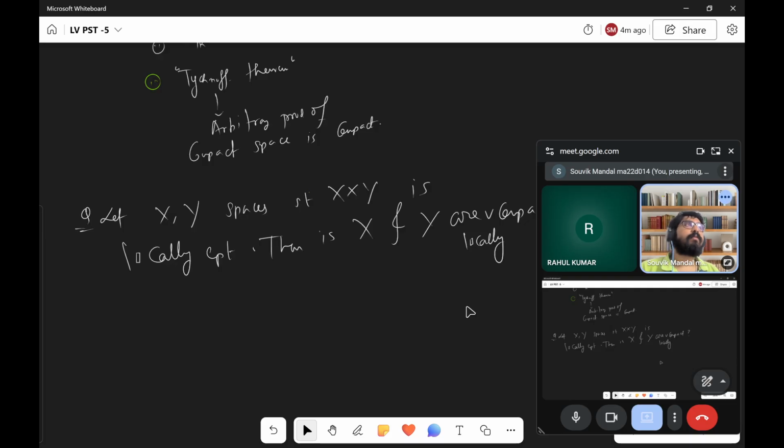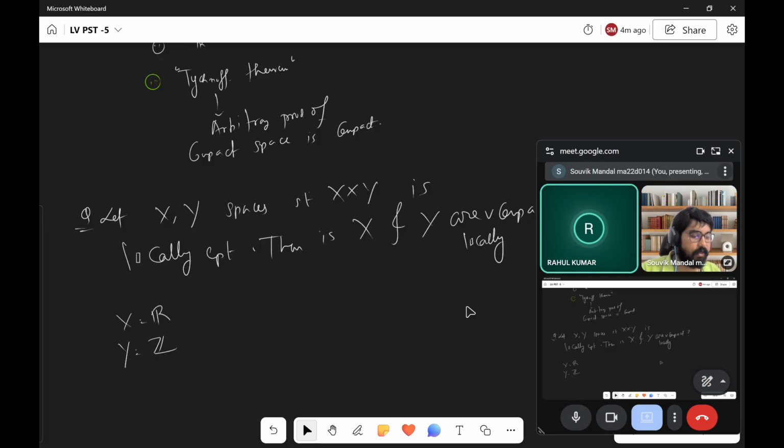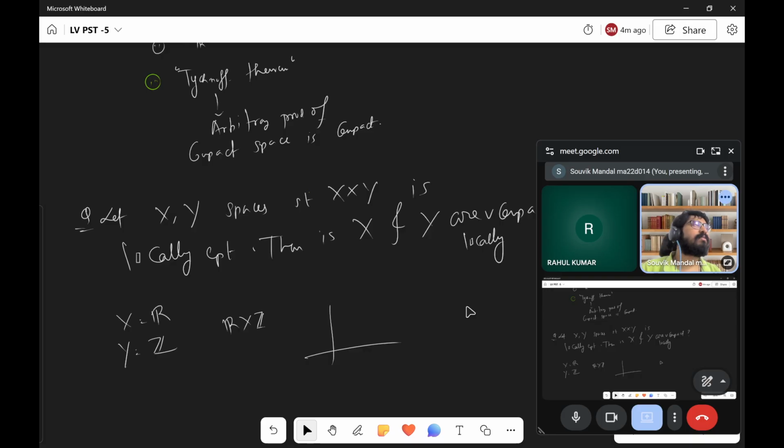Okay, why? Sir, because we took X cross Y is R cross Z. Okay, one minute. So you are taking X to be the real line and Y to be the set of integers, is it? Yes, sir. And X cross Y is all vertical lines. Vertical or horizontal line? Y will be zero, it will be a horizontal line. Yes, sir, all the horizontal lines.